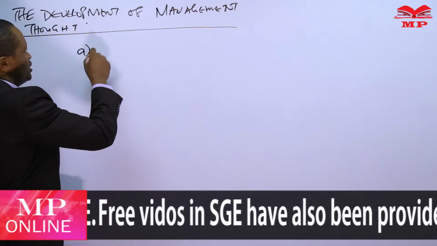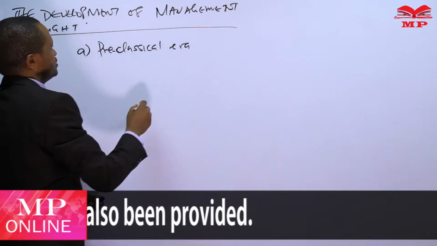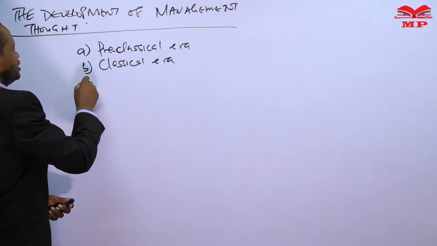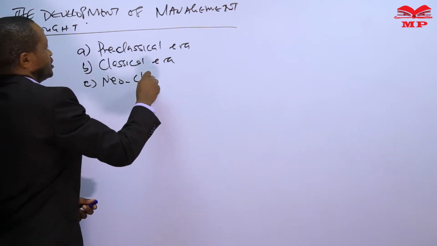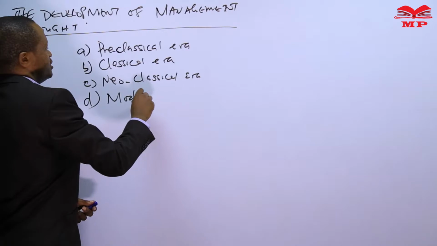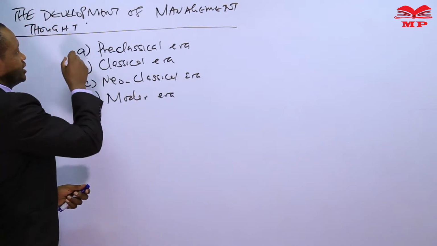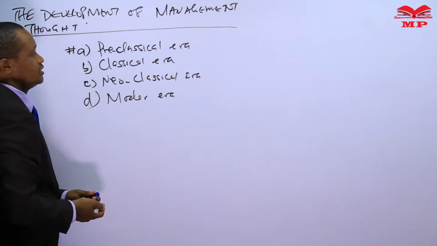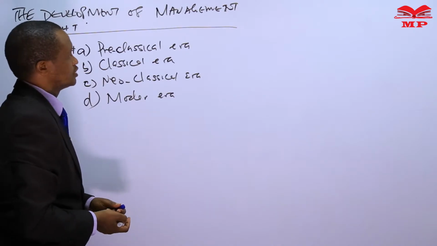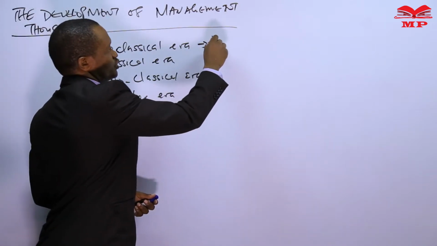eras, beginning with the pre-classical era. Then we have the classical era, third, the neo-classical era, and the modern era. So the pre-classical era focuses more on the development of management thought before the Industrial Revolution.